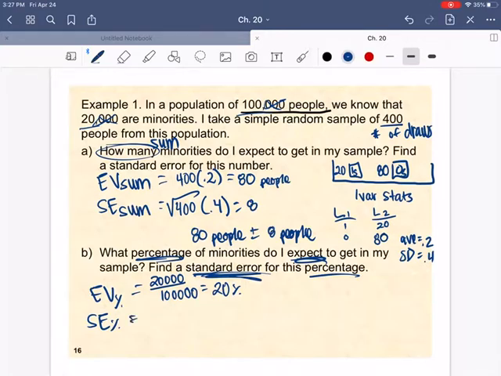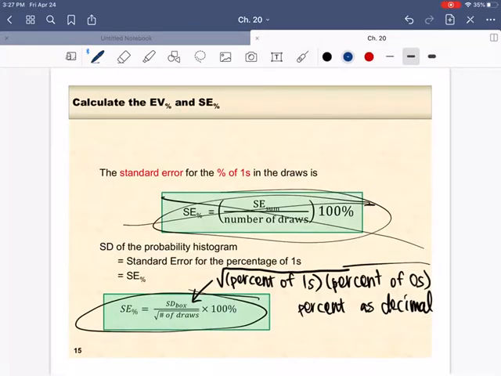If you don't know how to do that, the easiest way is to cross off some zeros. Whoops, that didn't work. I crossed it off in the wrong order. It's 20 of 100. 20 of 100 is 20%. Or you can do 20,000 divided by 100,000 and move the decimal over twice. Either way works. Okay, SE percent is this formula.